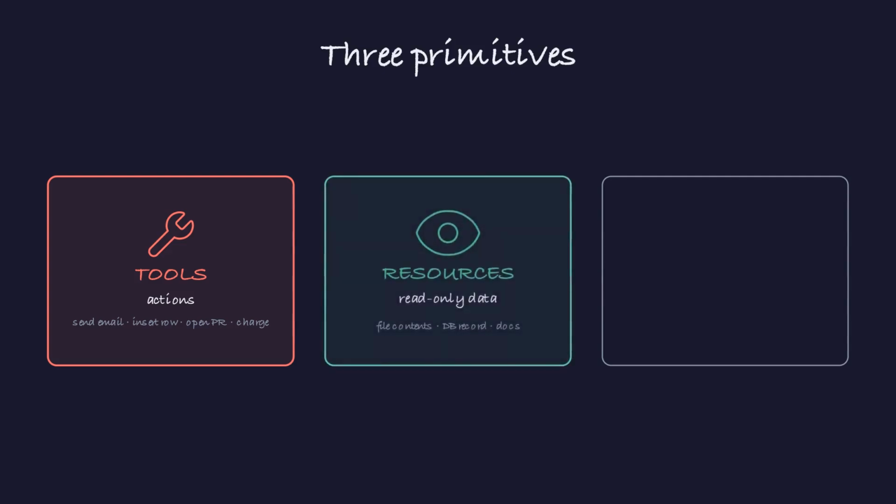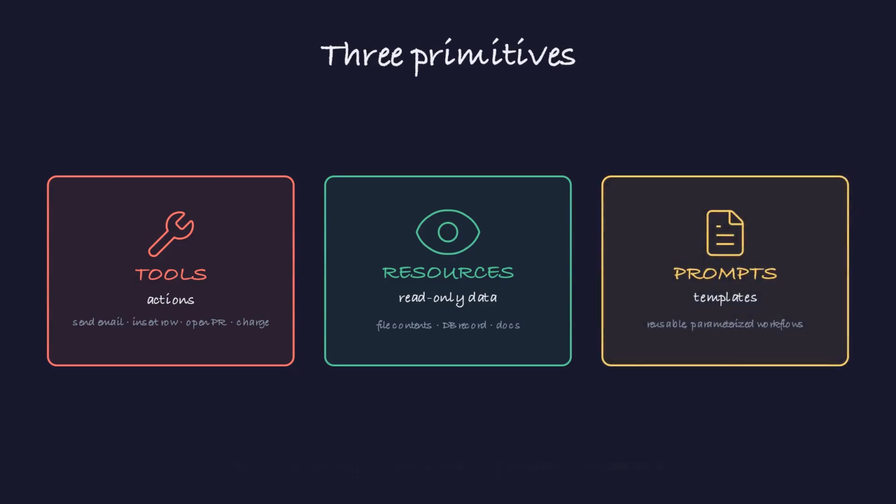2. Resources. These are read-only data. The AI can look but not touch: a file's contents, a database record, a project's docs. Context without the risk of changing anything. 3. Prompts. These are reusable templates, pre-written, parameterized instructions that standardize a common workflow, like a consistent code review format every time. The clean rule of thumb: resources query, tools act, prompts standardize.